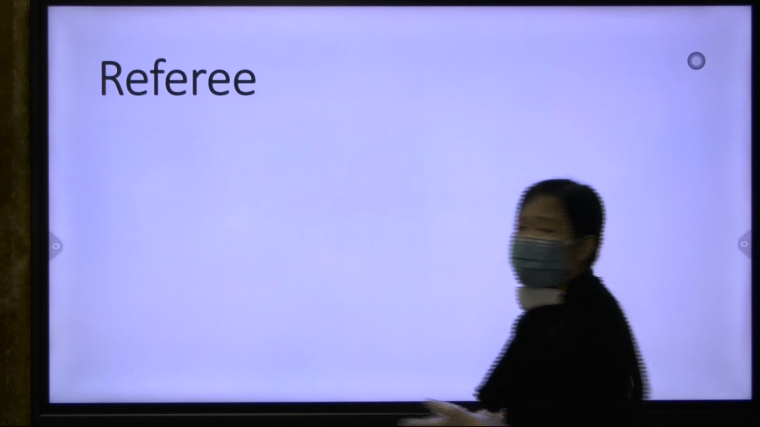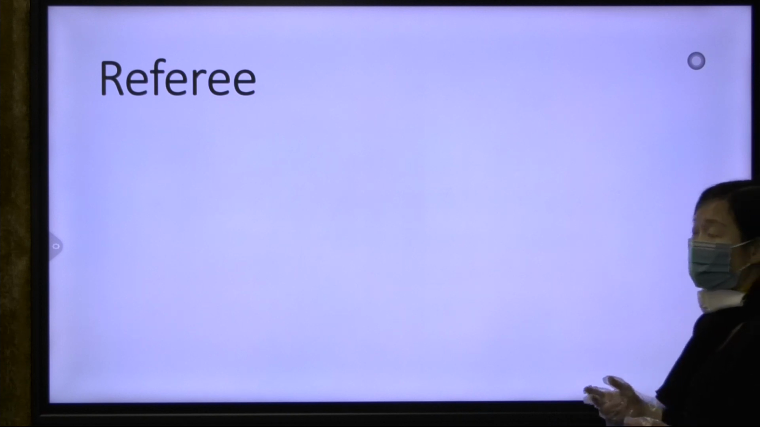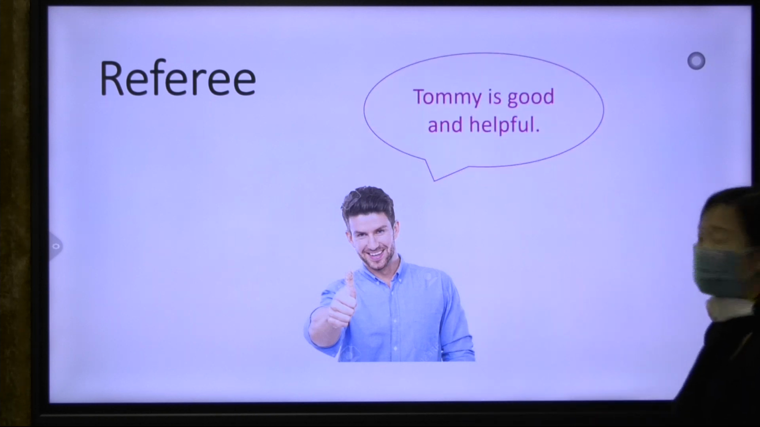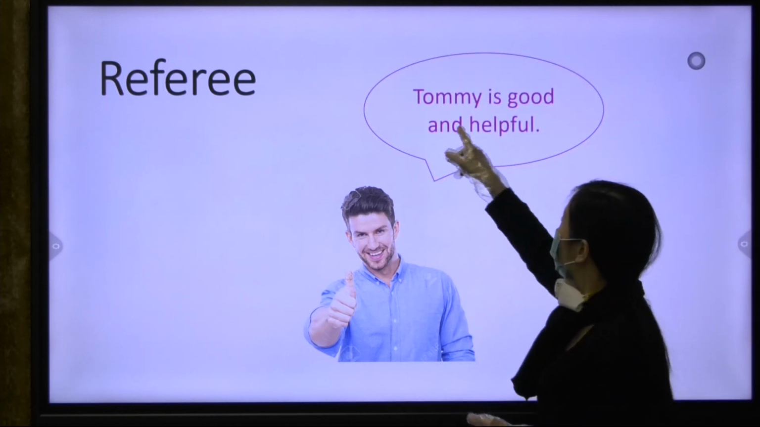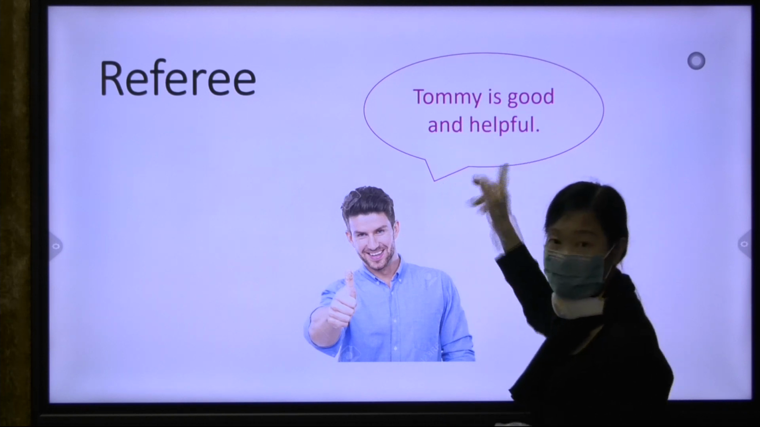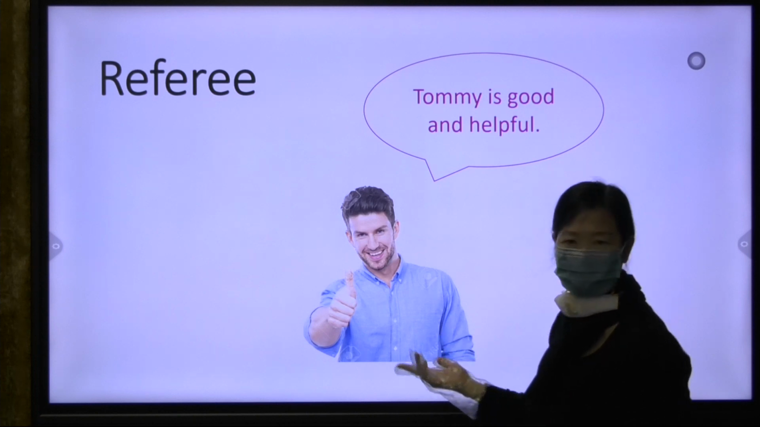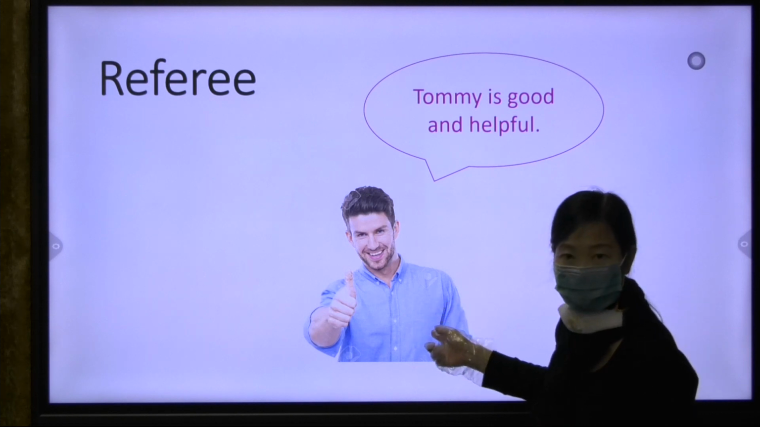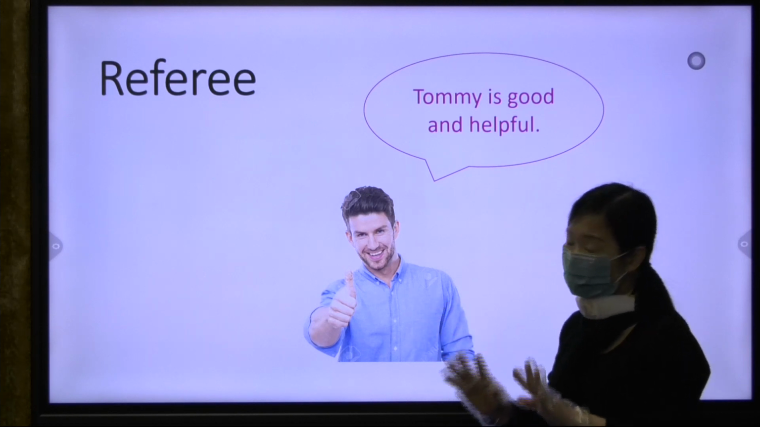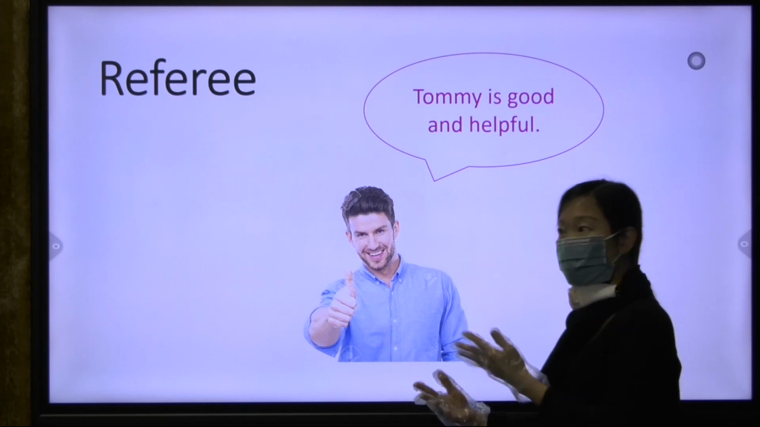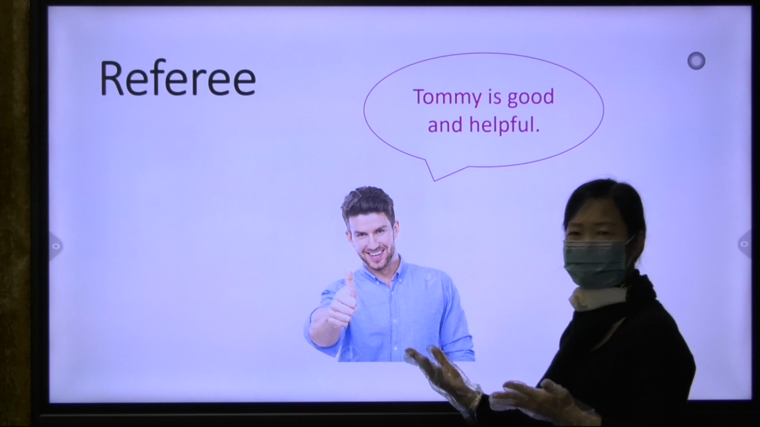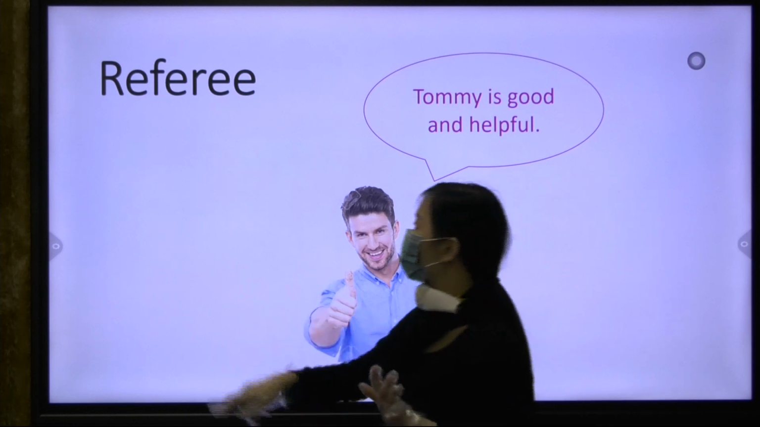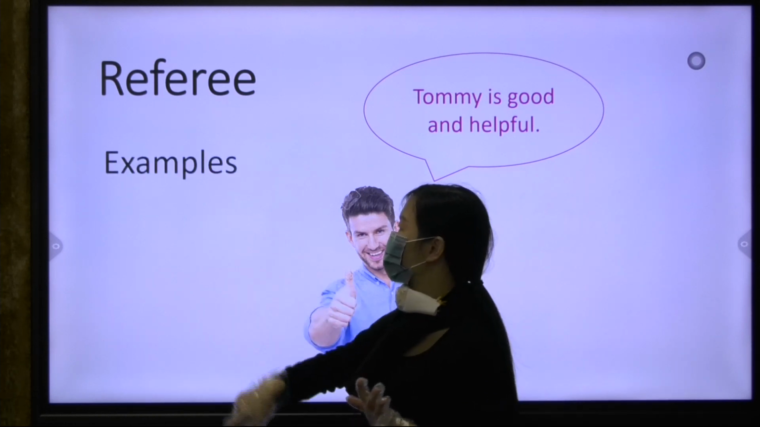And then you will see something that is like this. Referee. What is a referee? A referee is a person who can guarantee that you are very well. And this person will tell the boss that Tommy is a good and helpful person, right? So what kind of people should this person be? The father of Tommy? No. We will not put father or mother. Oh, my mom and my dad can tell everyone that I'm a very, very hardworking person. No, not like this. It should be someone that is the best one.